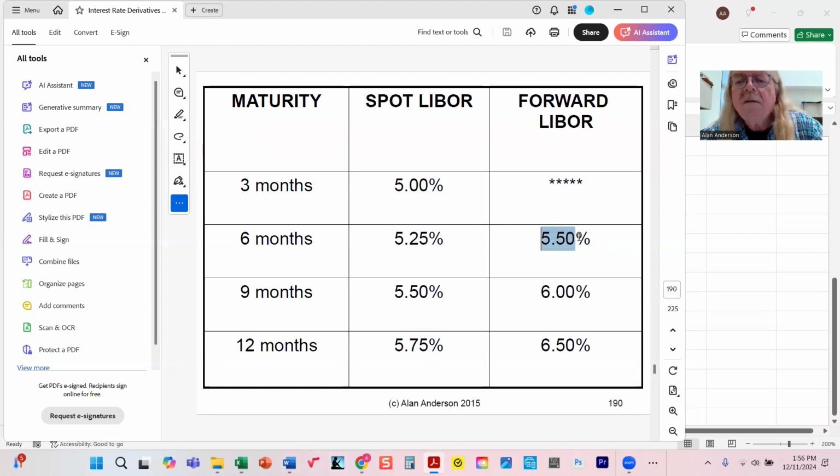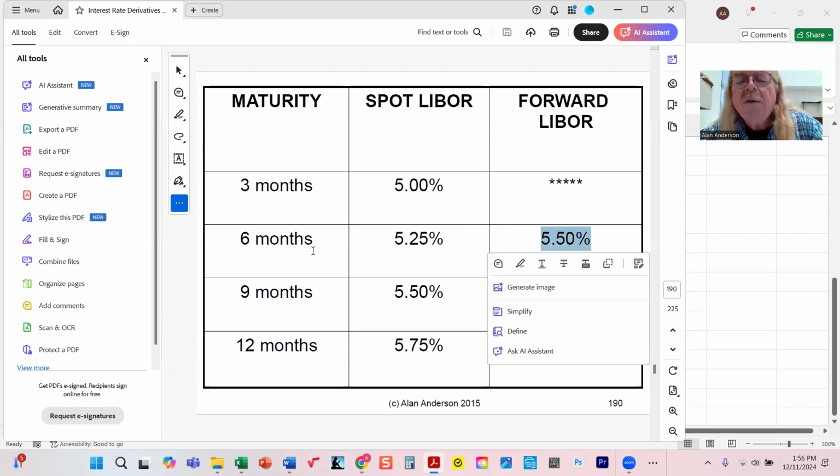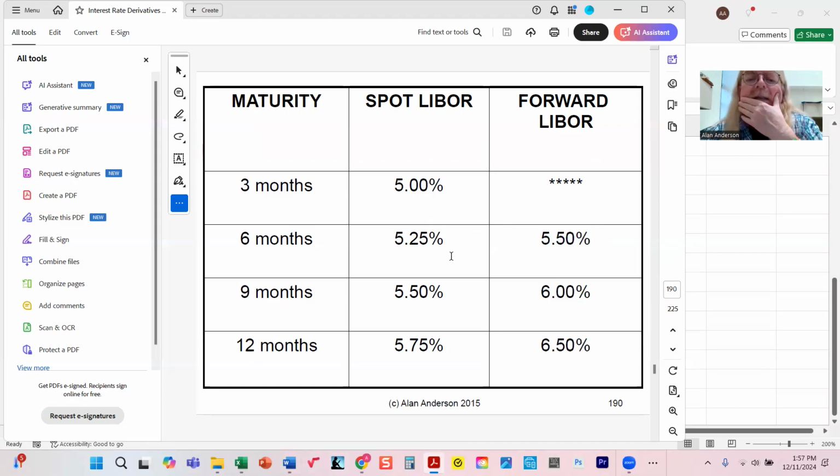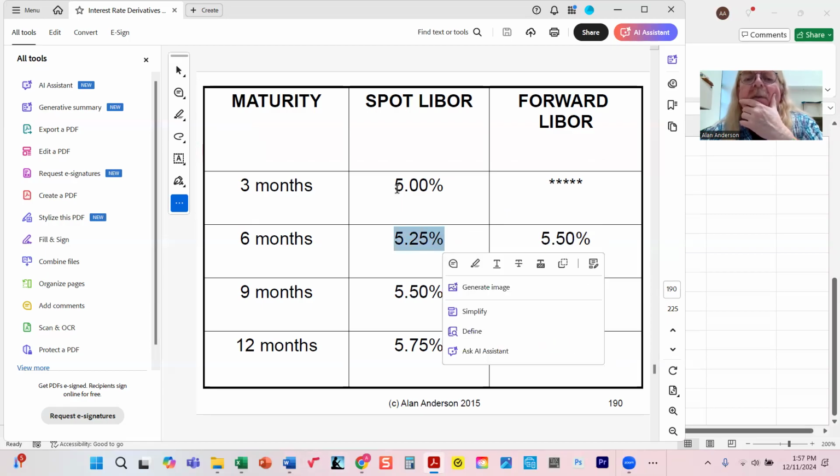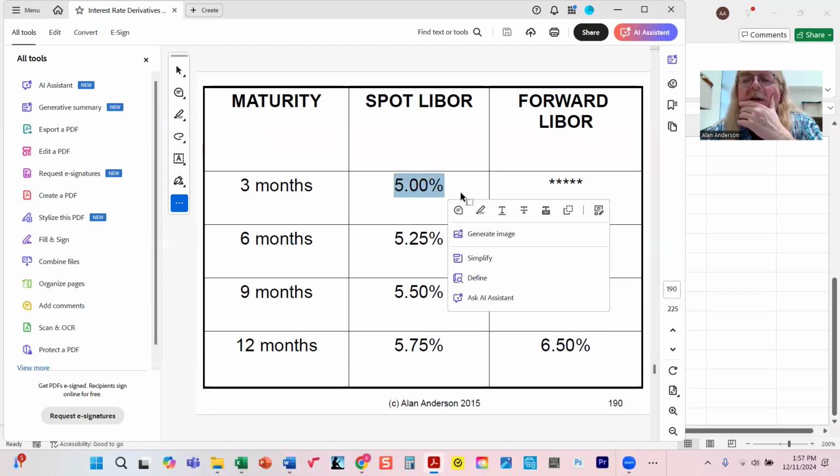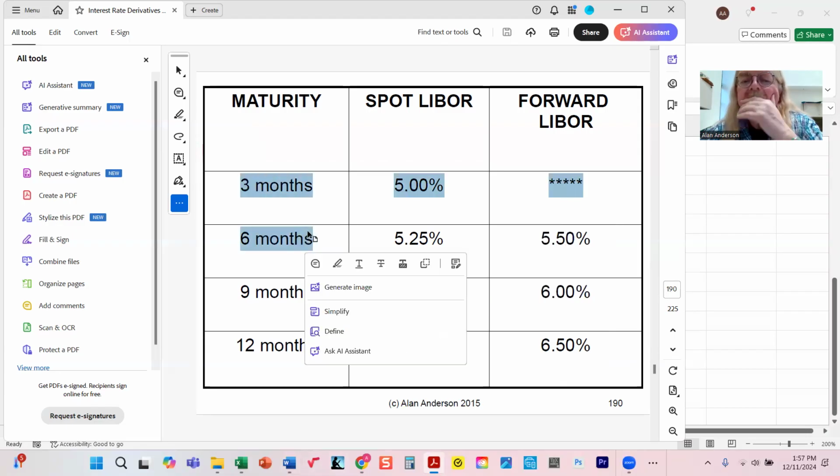Like this one, since these are fractions of a year, what you would actually be doing is taking 0.5 times this rate plus 0.25 times this rate, add them up and divide by the time that elapses between these two. Okay. What would that equal?